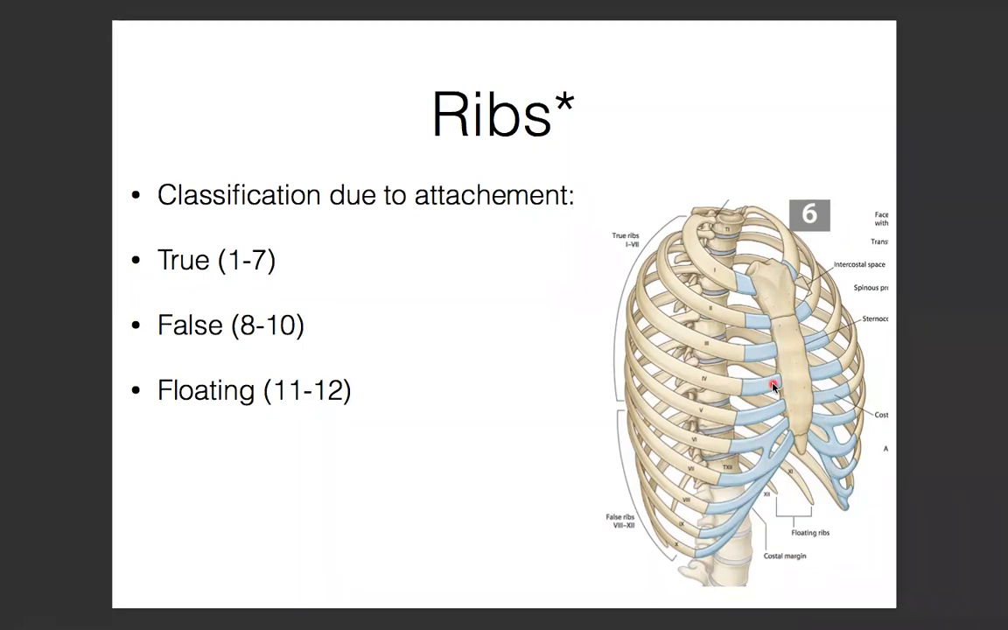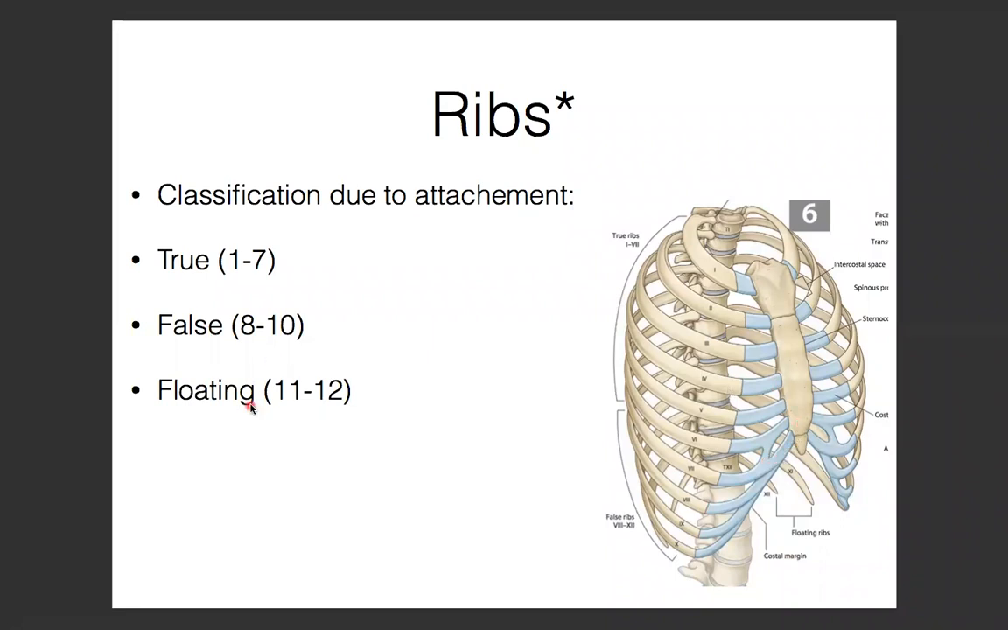Then we have false ribs. The false ribs don't attach directly to the sternum. They first attach to the costal cartilage above them, and then that costal cartilage will attach to the sternum. So for example, 8, 9, and 10, these 3, instead of attaching directly to the sternum, will attach to the costal cartilage above and then onto the sternum. So these are false ribs.